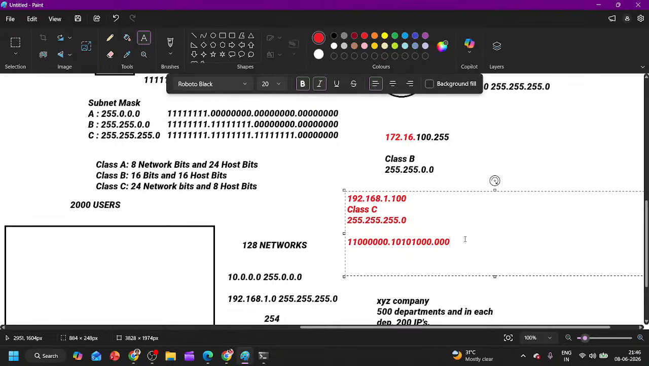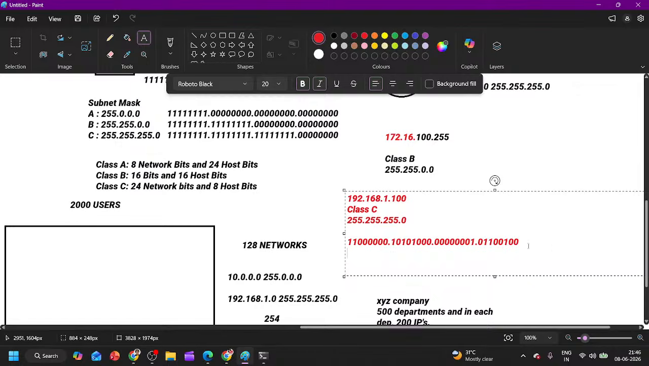And the binary of 1 is 7 times 0 and then 1. And the binary of 100 is 64 plus 32 plus 4, which is 0 1 1 0 0 1 0 0. Yes, this is the binary of 100.